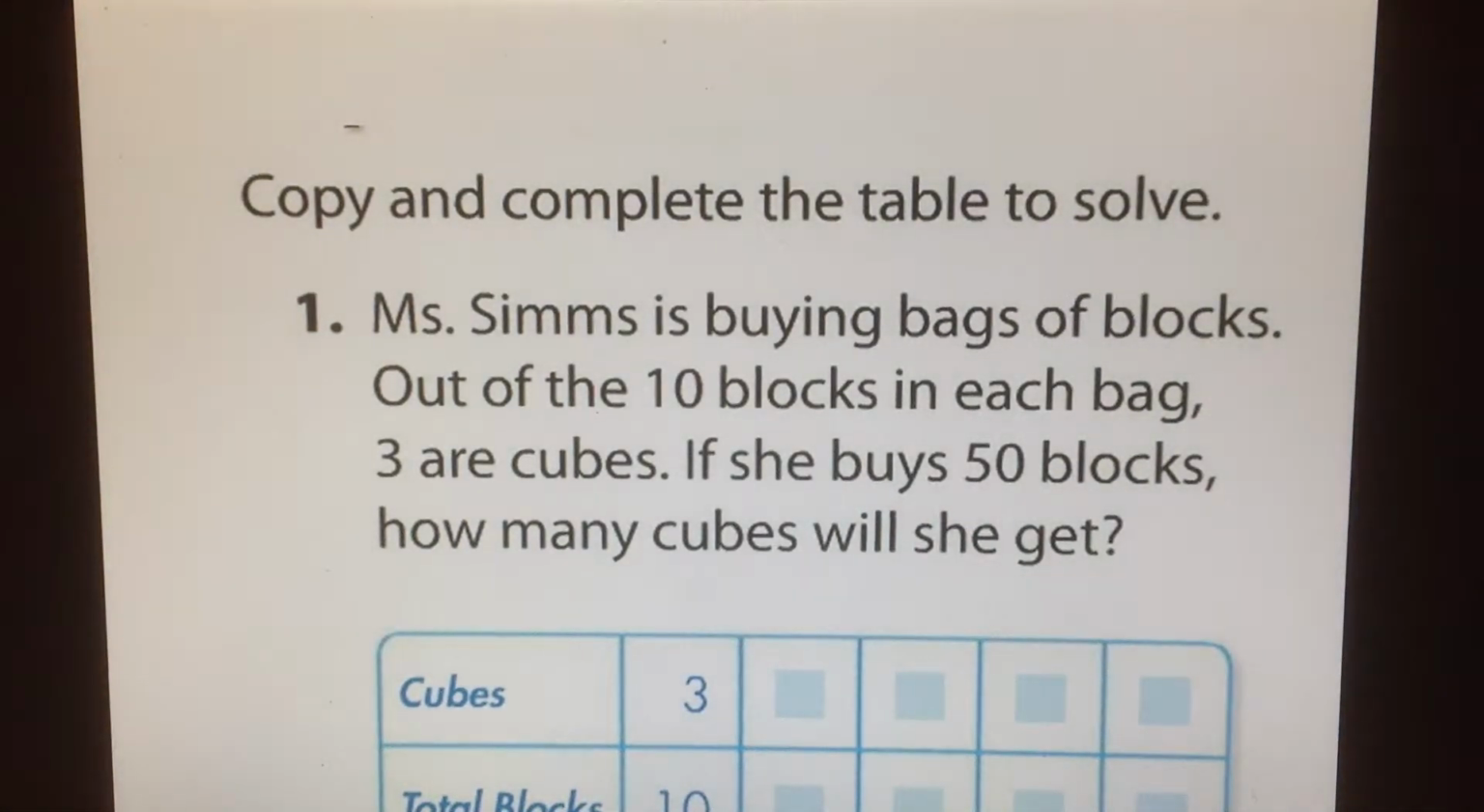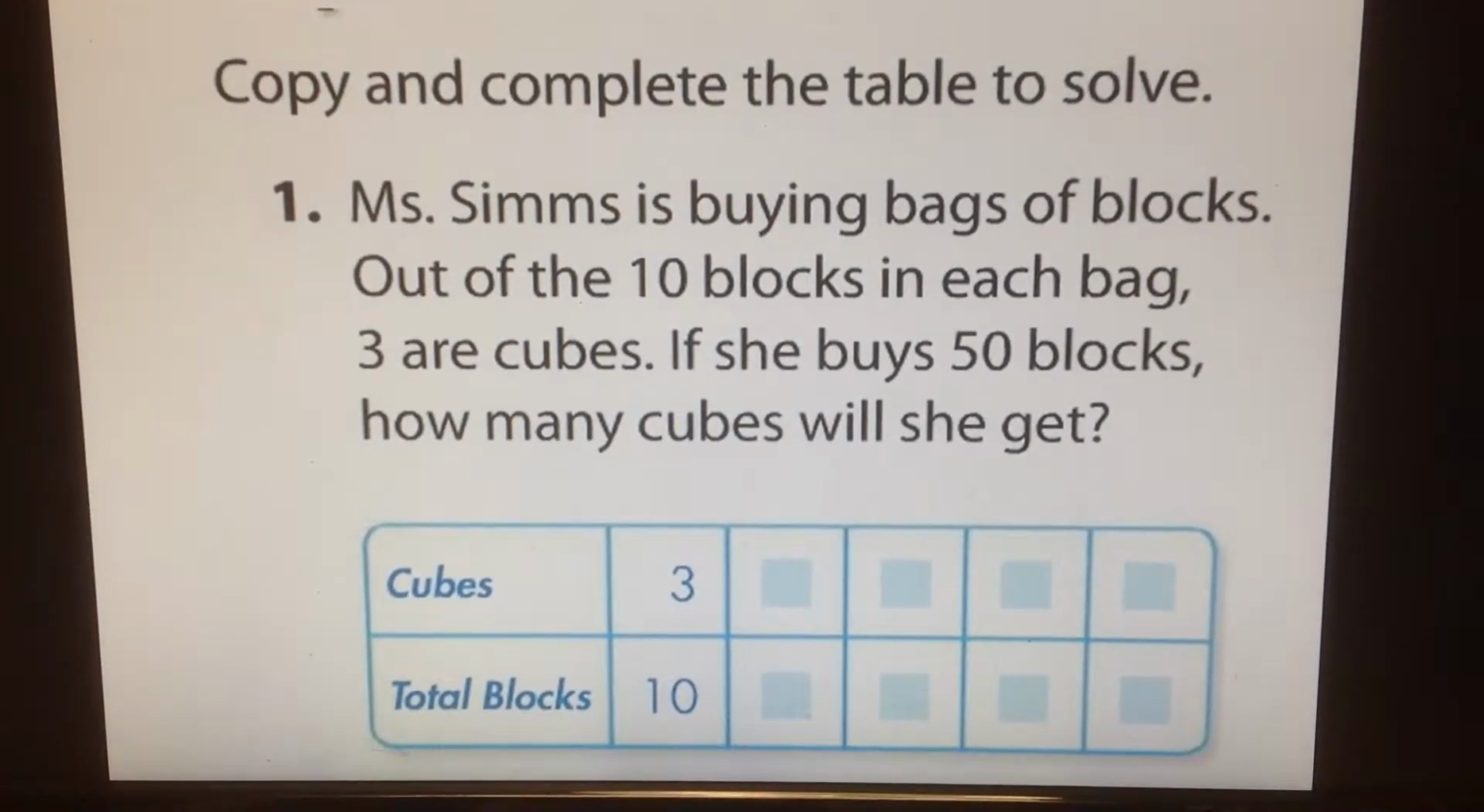Here's another one we looked at today. Miss Sims is buying bags of blocks. Out of the 10 blocks in each bag, 3 are cubes. Must be some triangles and cones and diamonds, spheres in there. So out of the 10 blocks in each bag, 3 are cubes. If she buys 50 blocks, how many cubes will she get?